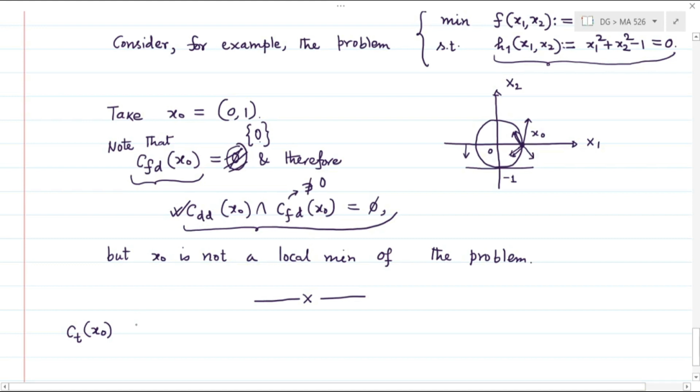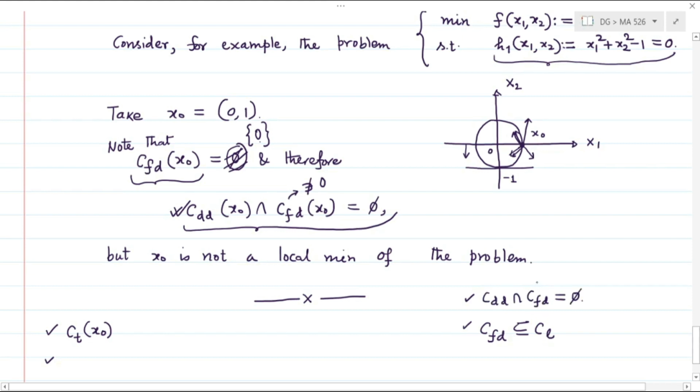Now let me ask you a question here. With the question I will end the class. You note that the cone of feasible directions is obviously a subset of the linearizing cone, right? We have proven this fact. CFD is a subset of the cone of linearizing directions, and here for optimality you have CDD intersection CFD is equal to null, right?